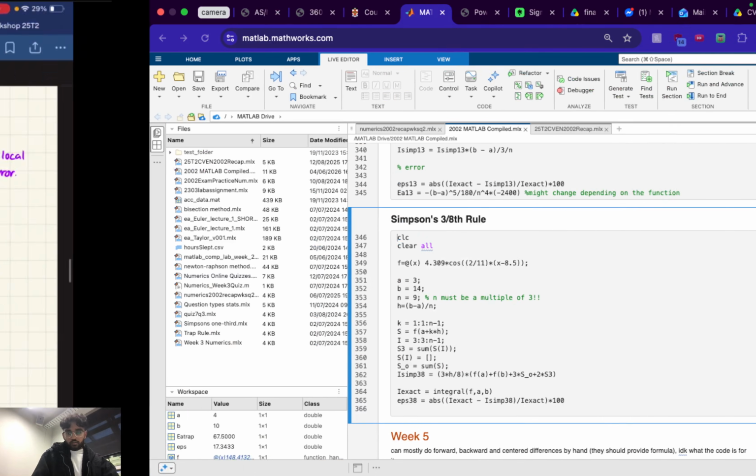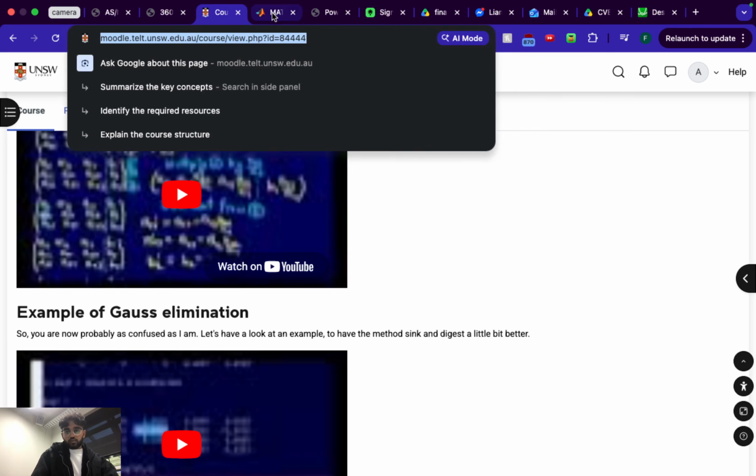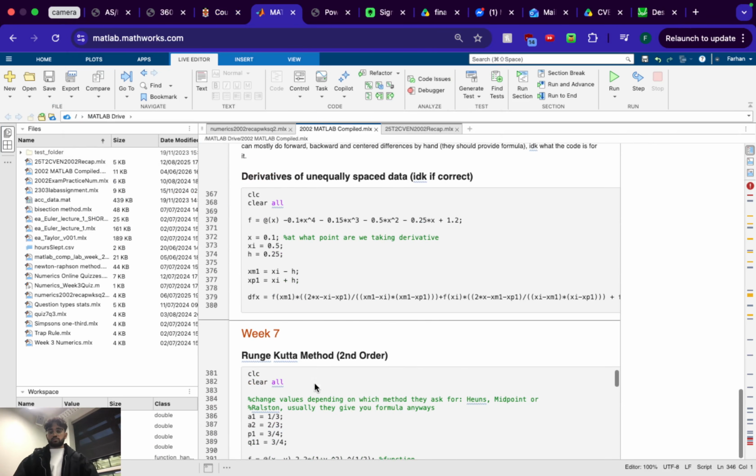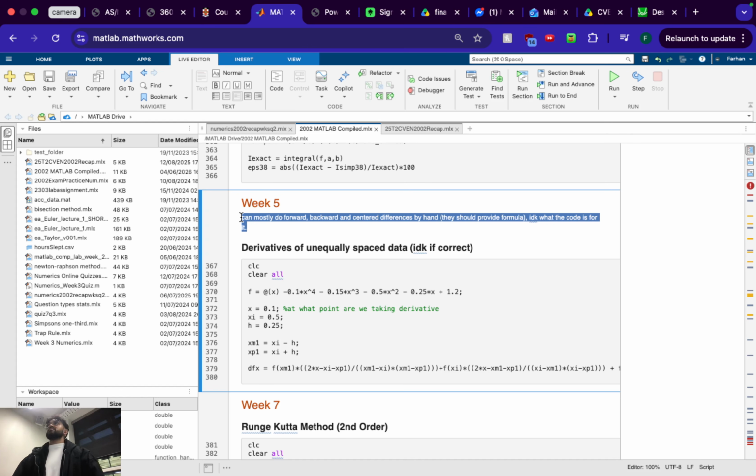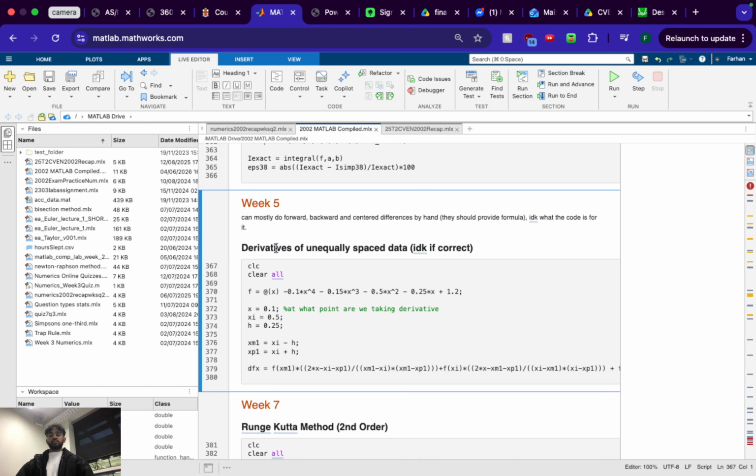Now week 7, what are we looking at in week 7? I've also got more code here. Most of the stuff you should be doing by hand, because you can't actually do it on MATLAB, unfortunately. Most of it you can, this one you can't. But for derivative of unequally spaced data, this is when your H value is different across the data. I don't know if it's correct, I'll have to double check this. But you should do it by hand. It's always easier to do it by hand, in my opinion.